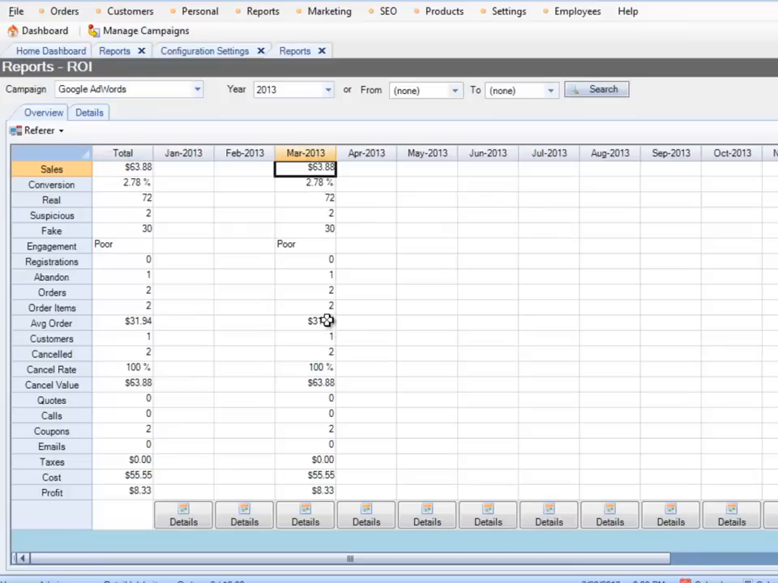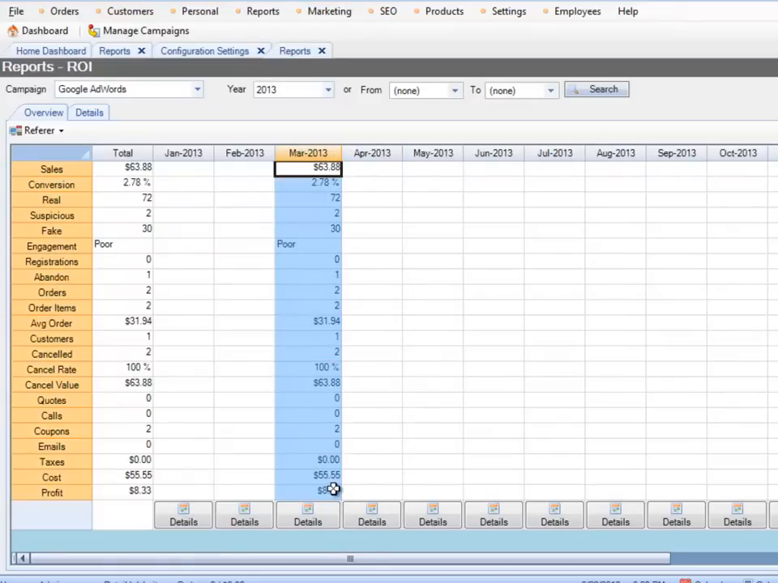Look, this is what your AdWords produced, because ROI is pre-built for AdWords. You had 72 real visits. Most of them had poor engagement. You had 2 orders come from there. One of them got abandoned. This was your average order. So you made $63, and based on your cost of $55, your profit was $8. How much did you spend? 25? But I haven't spent that much yet. I've spent like $8. You spent 8 and 8 was profit. I mean, at least you didn't lose money.